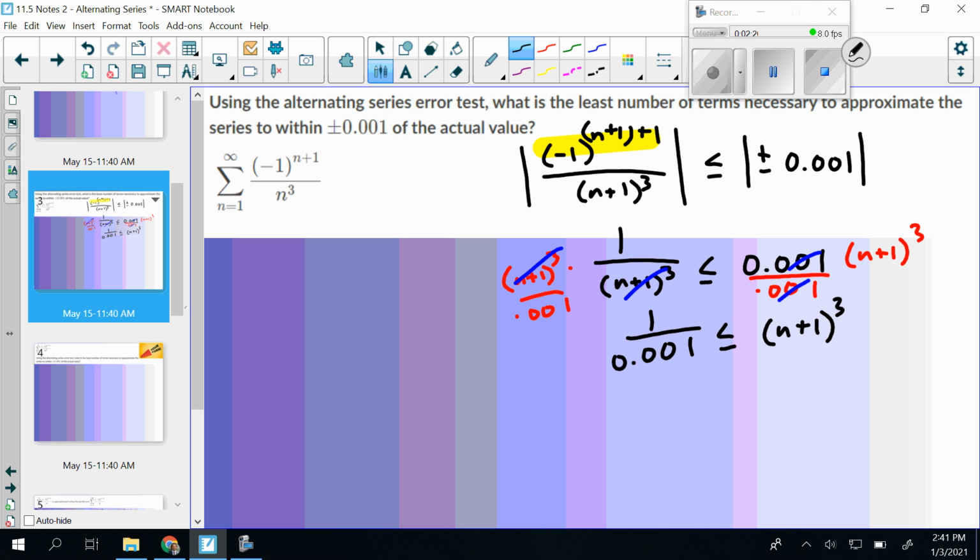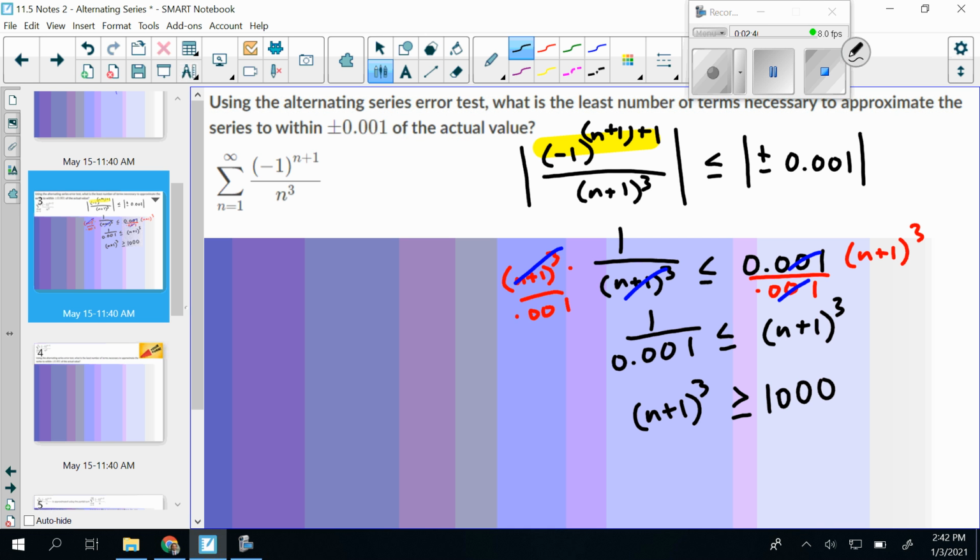I'm just going to divide that. If you go on your calculator and divide 1 divided by 0.001, it should end up being 1,000. So now we got n plus 1 to the third compared to 1,000, and I'm going to switch sides on these, so I need to reverse my inequality sign so that the open side is still to the n plus 1 to the third power.